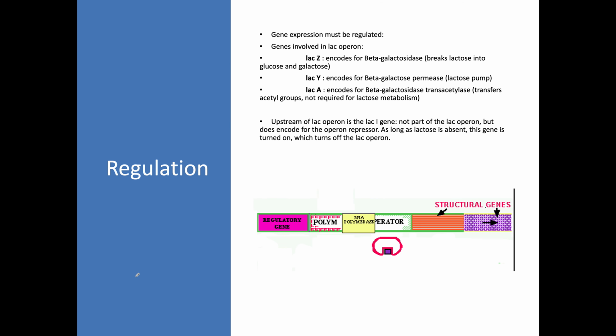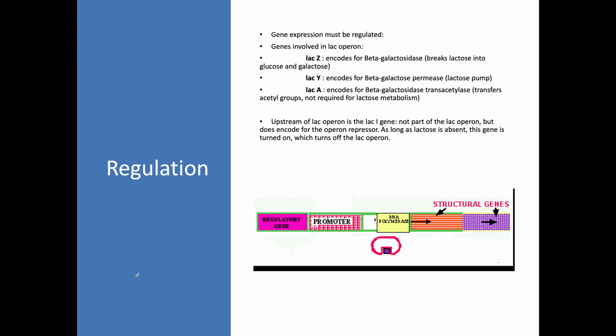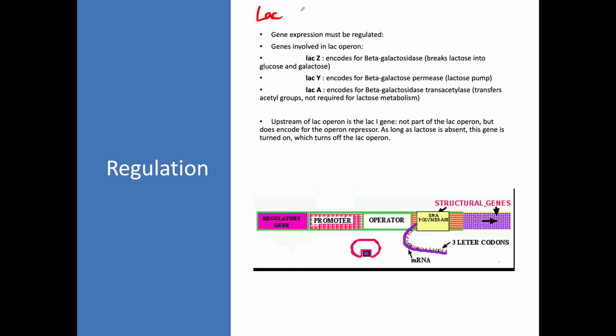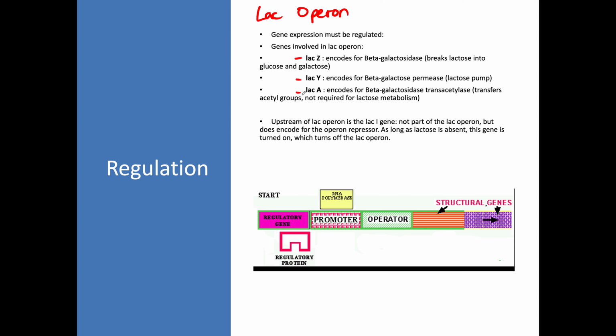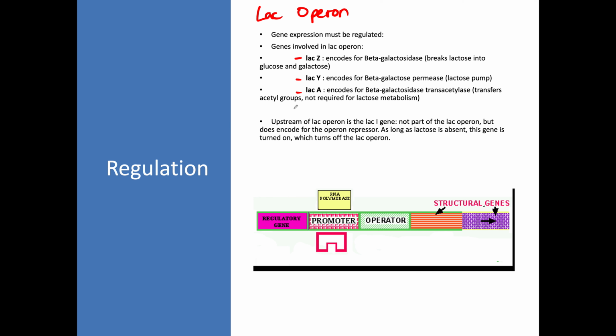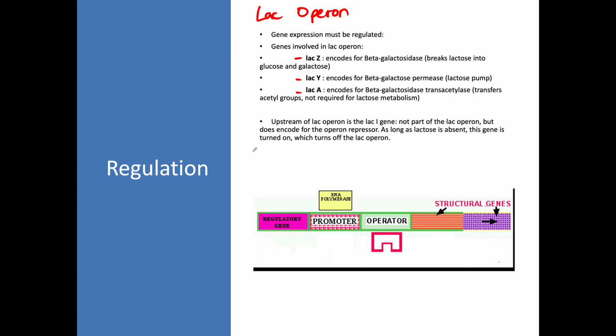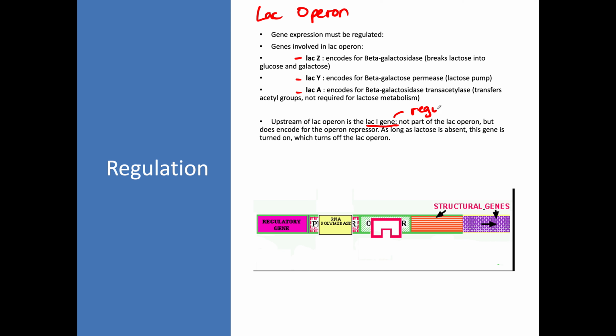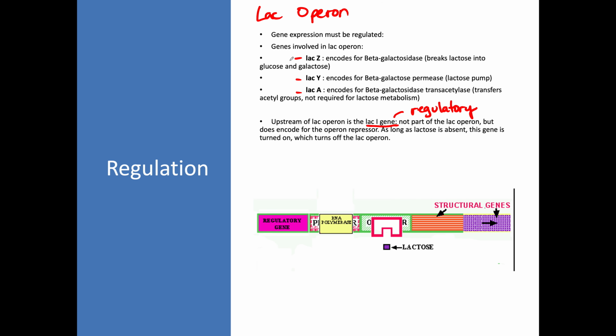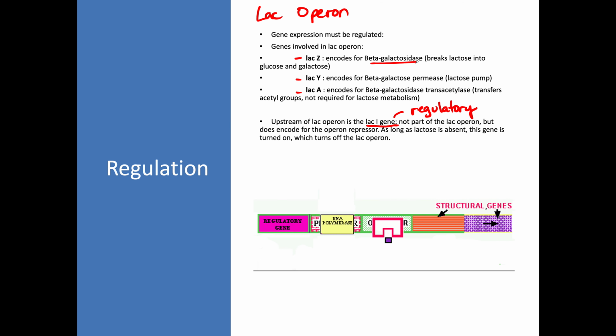Now, to take a look at regulation, we're going to study something called the lac operon. The lac operon is a set of 3 genes, LacZ, LacY, and LacA. These 3 genes are all regulated by a single regulatory region. Now, there's one more gene called the LacI gene that is not within the operon. The LacI gene is a regulatory gene, and it encodes a protein that is part of the regulatory system for the lac operon. So LacZ encodes for beta-galactosidase.